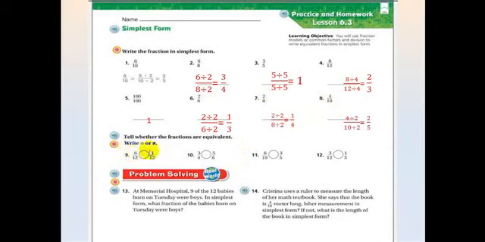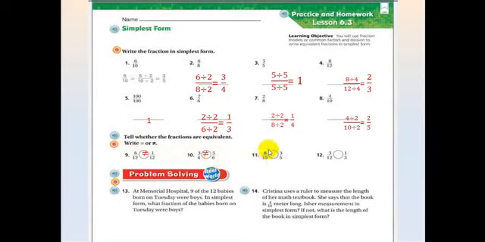Here write equal or not equal. 6 over 12 equals 1 over 12? No, it is not equal. 6 over 12 is bigger than 1 over 12, not equal. Here 6 is bigger than 1. 3 fourths and 5 sixths, equal? No, it is not equal.